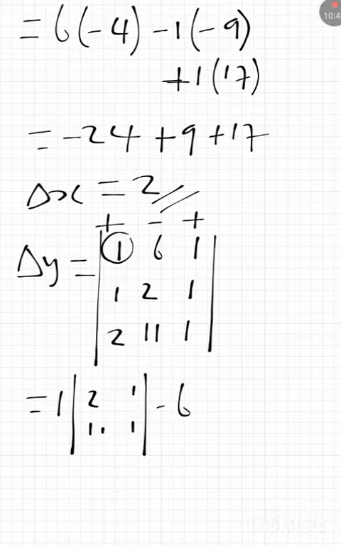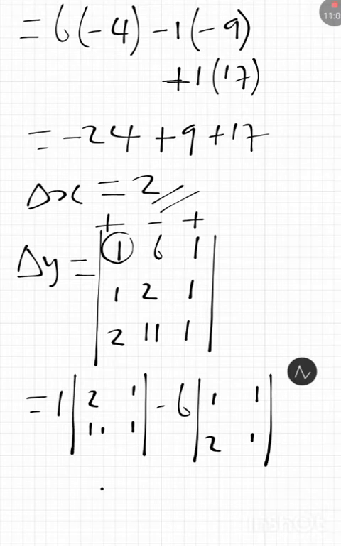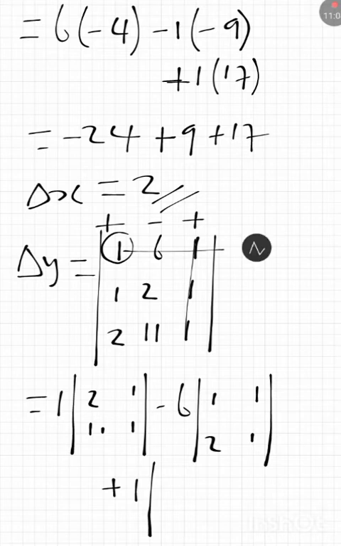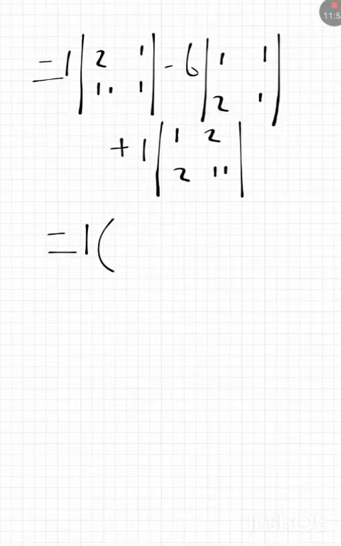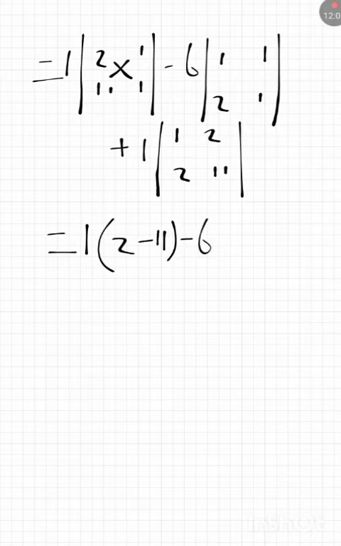Then minus 6 into 1, 1, 2, 1. Then plus 1 into row and column cancel. I have what? 1, 2, 2, 11. So we have 1 into bracket. Multiply the first diagonal for this minus the second diagonal. So I have 2 minus 11 minus 6 into bracket.